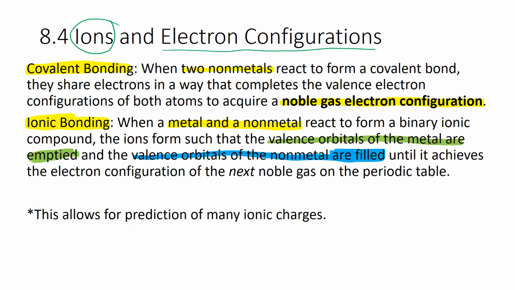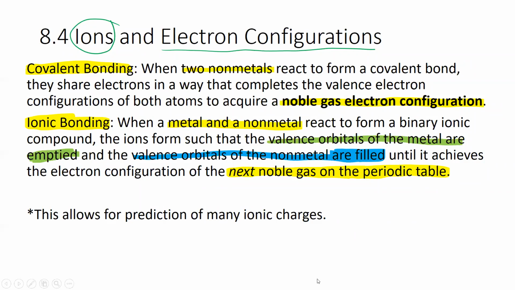Now, when the nonmetal takes on these electrons, it gets to that noble gas electron configuration. And that's a key here: when the nonmetal makes an ionic bond, it's going to fill its valence orbitals and get to the noble gas electron configuration of the next noble gas on the periodic table, the one that's at the right-hand side of its period.